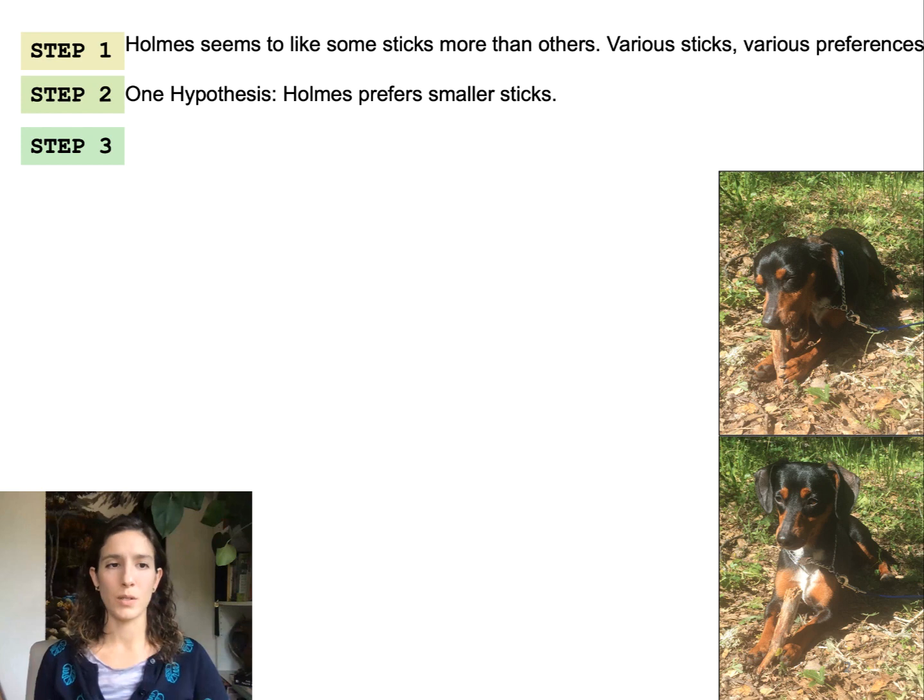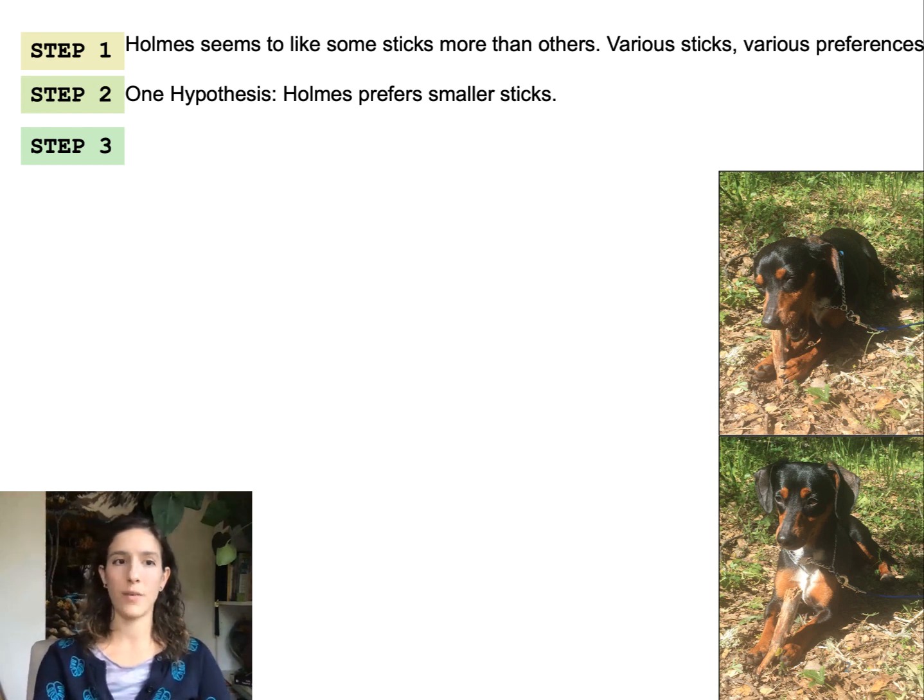Is he chewing on small sticks? No, that's not good enough. There's no comparison there. Maybe he's just chewing small sticks because that's all that's available and that's the only thing that's woody. No, you have to have something to compare your variable to.